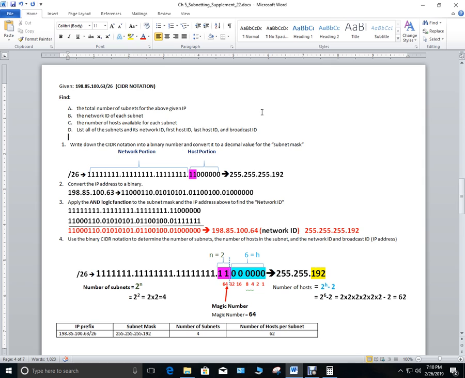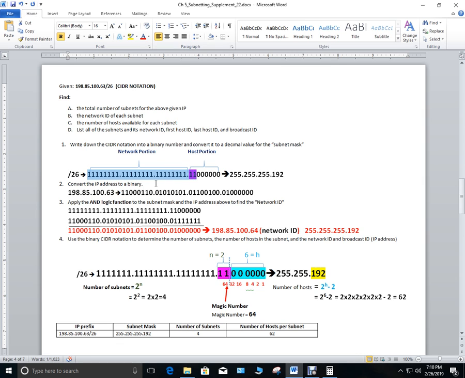Again, like I said, I'm going to show you the easy method. That is something that I figured out. Alright, number one, write down this CIDR notation as a binary number and convert it to a decimal value, and then it will become your subnet mask. So /26 means that we need to have 26 ones.